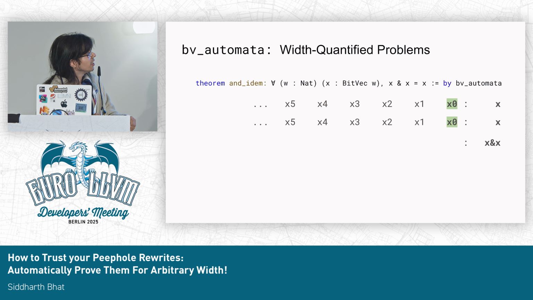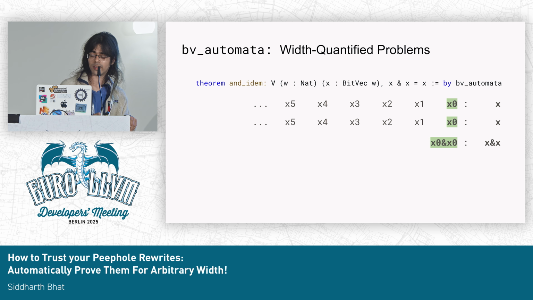Well, the idea is, let's consider bit streams of these inputs x. The first bit is x0 and x0, and when we take the bitwise AND, we get x0 AND x0. And then we can evaluate whether x AND x equals x at that particular bit. So I can ask at this bit, is it the case that the values are equal? And I say yes, excellent.